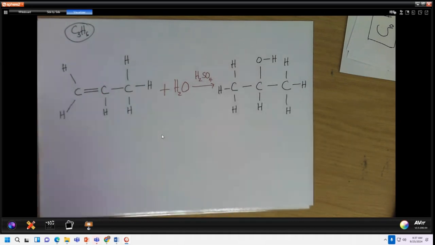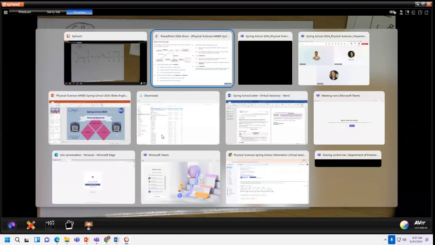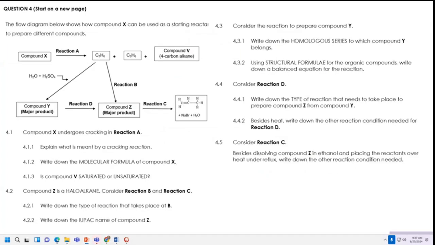Remember? Sulfuric acid in chemistry, it makes a great catalyst. You probably saw that in your first term preparation of esters, practical investigation, right? Sulfuric acid has dehydrating properties, and that's why it's used to maximum effect in organic chemistry. All right, good. So there's the structural formula. Very, very nice. Now, question 4.4, right?